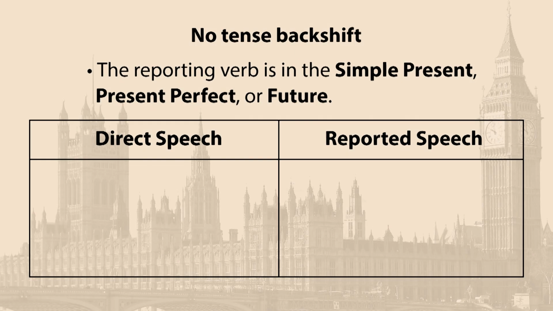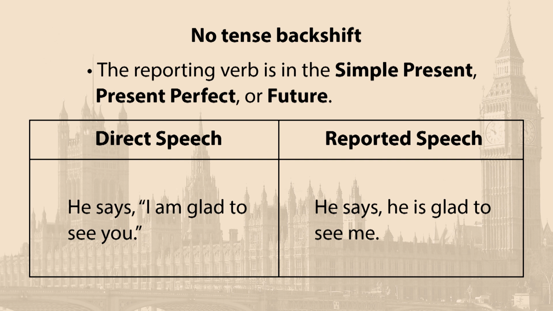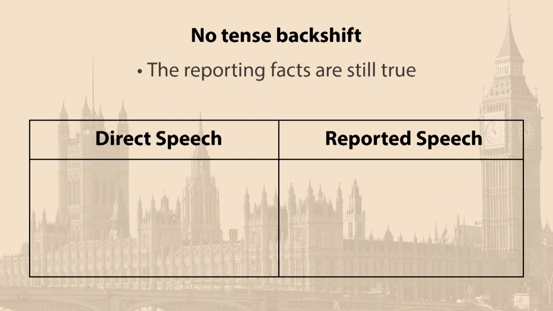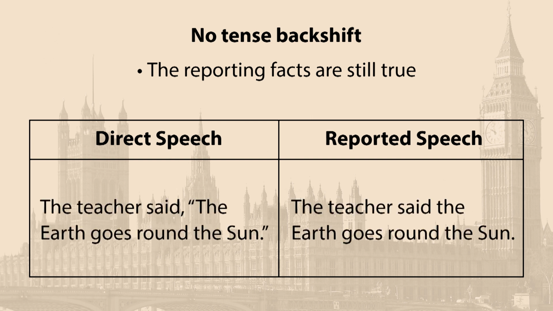When the reporting verb is in the past simple tense, the verbs in the reported statement usually go one step backwards. But there are some rules when you can keep the verbs in reported speech in the present. The reporting verb is in the simple present, present perfect, or future. He says, "I am glad to see you." He says he is glad to see me. The reported facts are still true. The teacher said the earth goes round the sun.